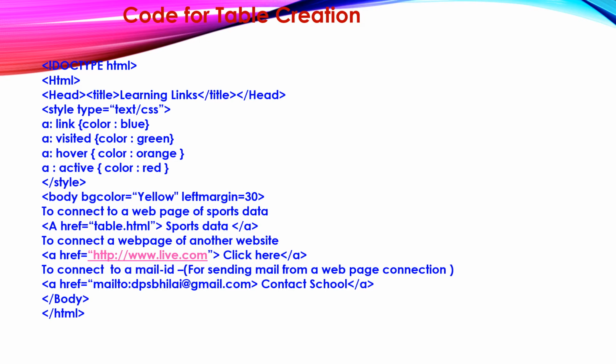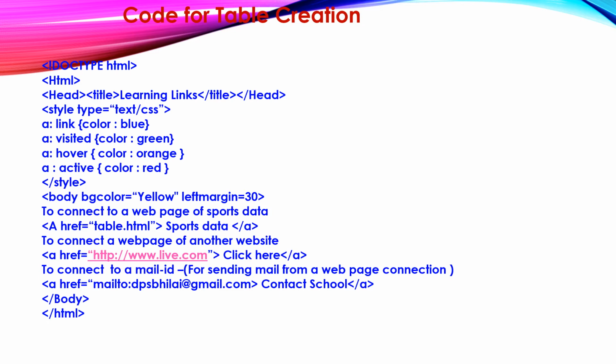Now if I have to open a page of any other website, at that time I have to include the HTTP protocol as well as the www server. Then the name of the web page which you want to link. And as I wrote slash a, between a and slash a I wrote click here. So when I click on click here, the live.com web page will open.